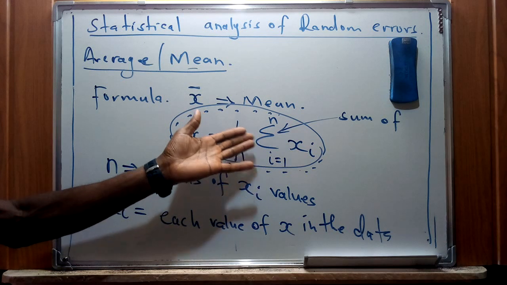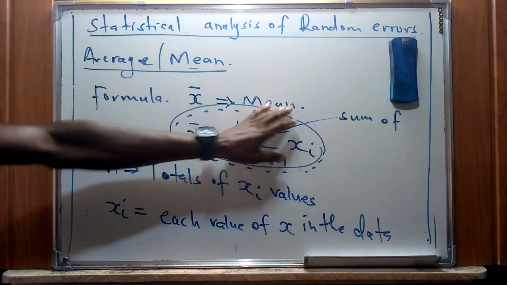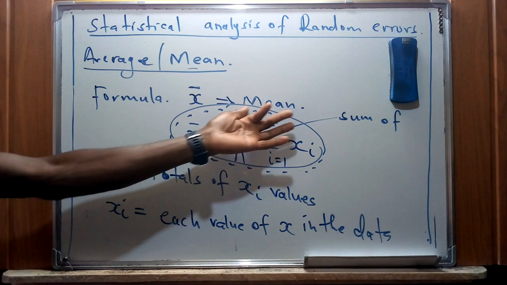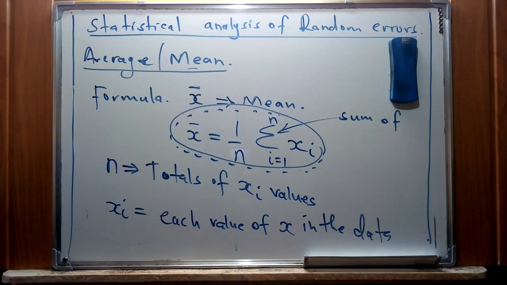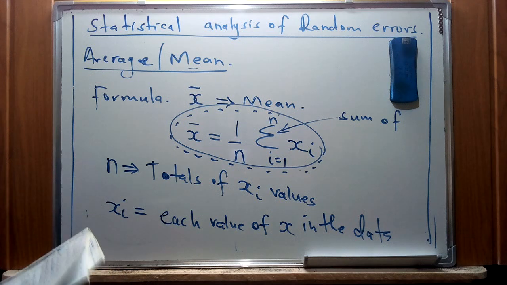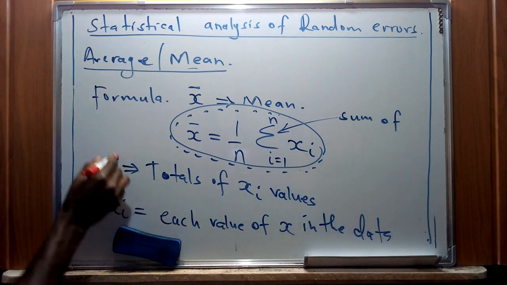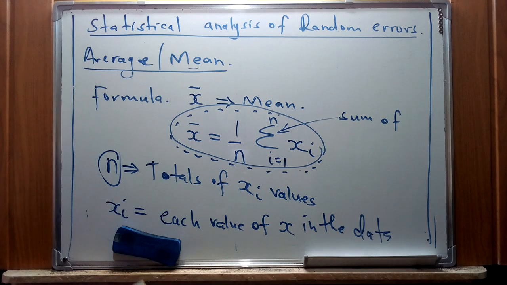Now, of essence for us is that the mean is going to assist us in figuring out some of the characteristics of this specific data. We are going to take the number of readings to be more, as we said, in order to reduce the concept of random errors.